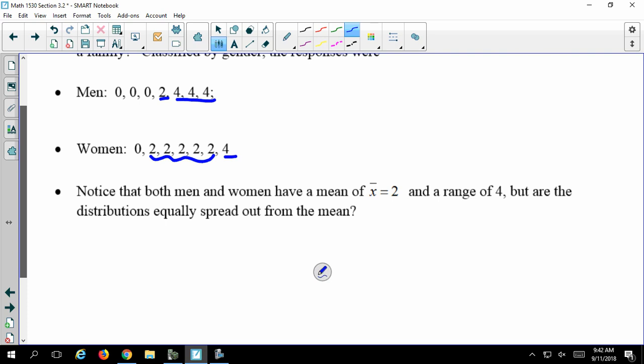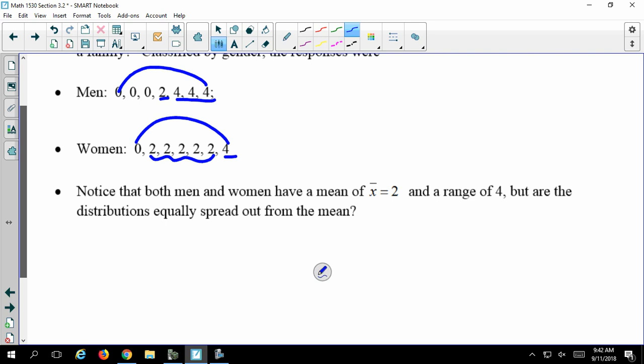They also have the same range, because the min and max are both 4 and 0. You subtract those, you get 4. So they have the same mean, the same range, the same median. But we can tell there's a difference between the two. They're not the same data. We're going to see if there's a difference in the standard deviation.